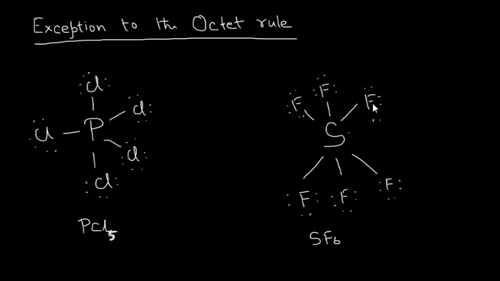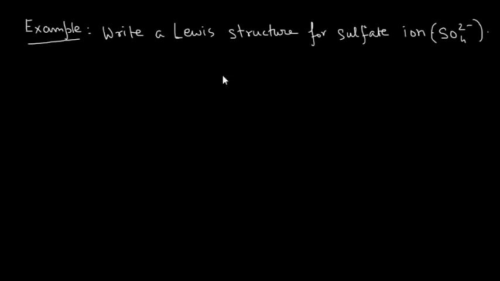Few compounds do not follow the octet rule. They have more than 4 covalent bonds and more than 8 electrons to accommodate. For example, PCl5 and SF6 are the exceptions to the octet rule. Let us practice a few more Lewis structures.